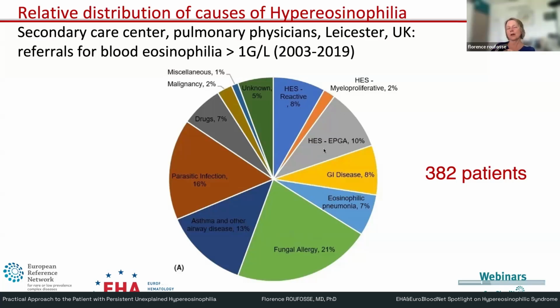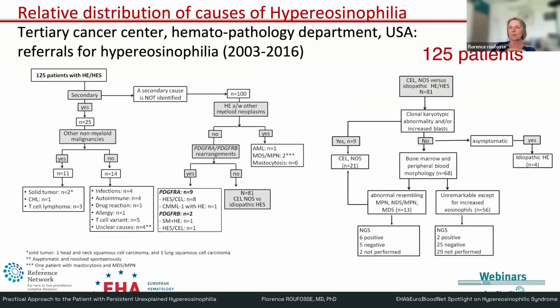You do have a lot of pulmonary presentations here, and you can see how tiny the percentage of patients who have myeloproliferative disease forms is. And this is really someone who does a state-of-the-art investigation of hypereosinophilia. So this is a tiny, tiny subset of patients. On the other hand, this is a tertiary referral center for patients with cancer.